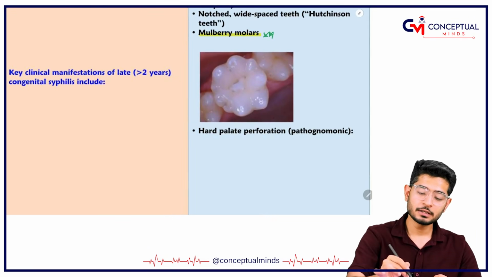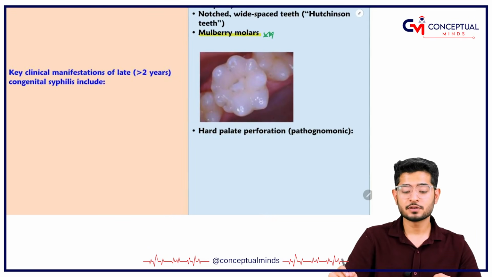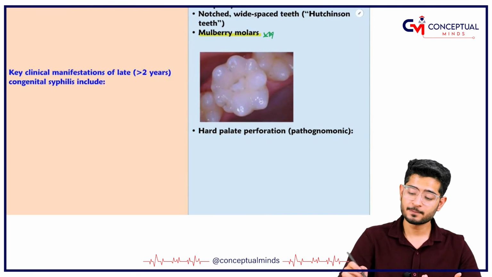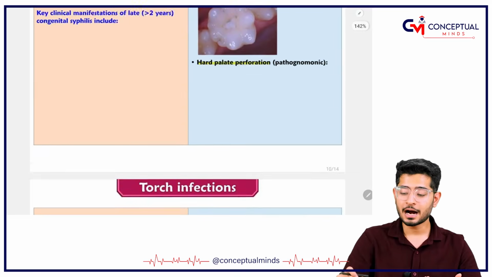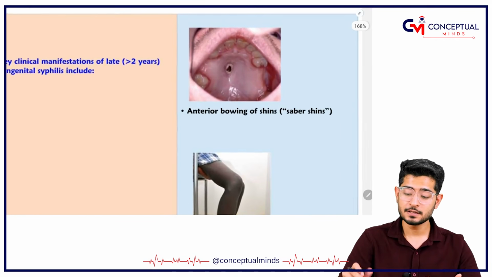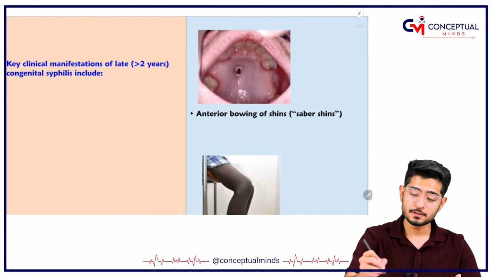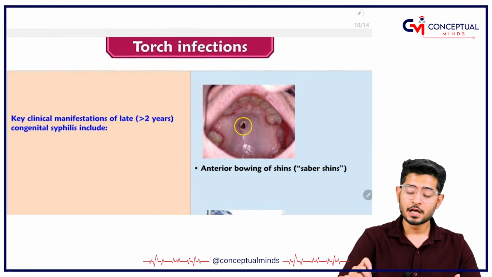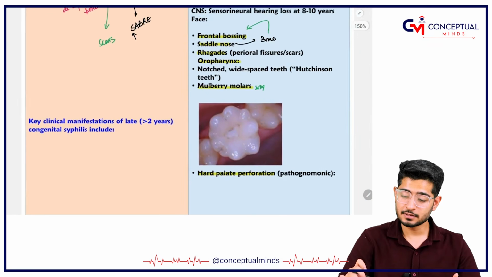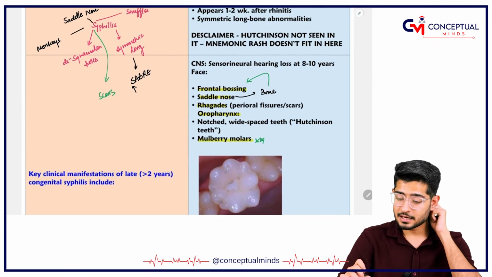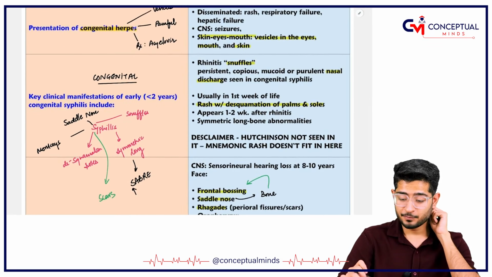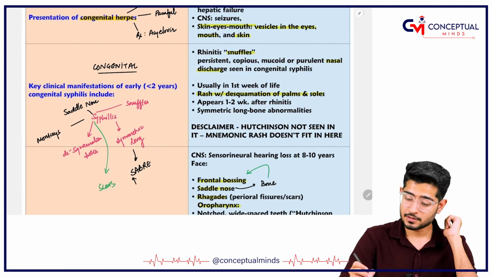After that you have got key clinical manifestations of late congenital syphilis. So what is late congenital syphilis? Of course it is going to show you the hard palate perforation. Can you see? This is the hard palate which has been perforated. So hard palate perforation is this. Now you know this Hutchinson and everything, let me just tell you, Hutchinson's triad and everything, this is not seen in less than 2. So can you see this?